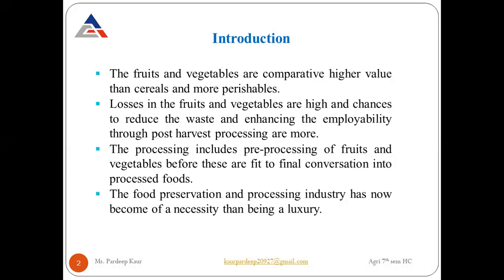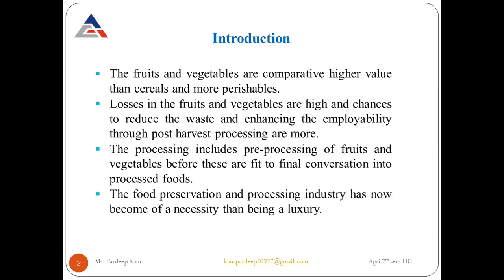Our first point is that fruits and vegetables are comparatively higher in value than cereals and they are more perishable. As we studied in the previous slide, or as we already know, fruits and vegetables have more nutrition value than cereals, and they are more perishable in nature than grains, cereals, pulses, etc., because they have a lot of water content, and they start decaying in a very short time. So that's why vegetables and fruits are more perishable in nature than cereals and other crops.